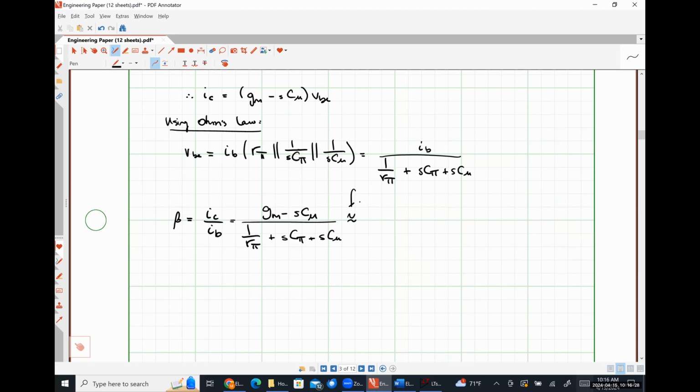And we can approximate this, when our conductance GM is greater than the conductance S C mu, as GM R pi over 1 plus S (C pi plus C mu) times R pi, or beta naught, our low frequency value for beta, over 1 plus S (C pi plus C mu) times R pi.